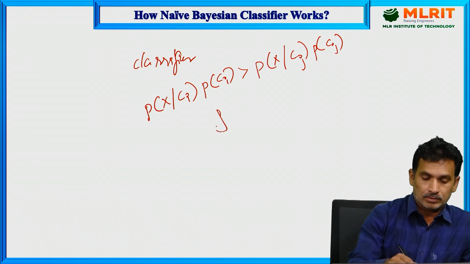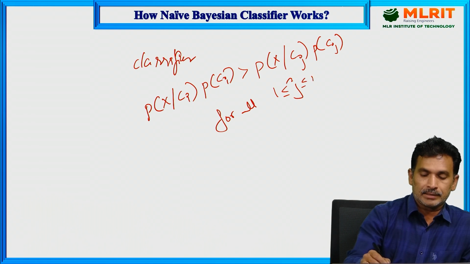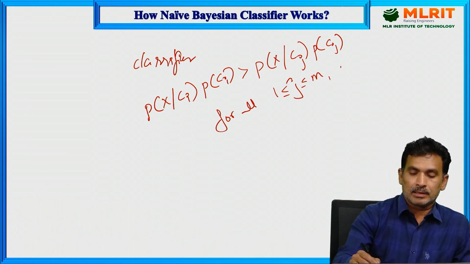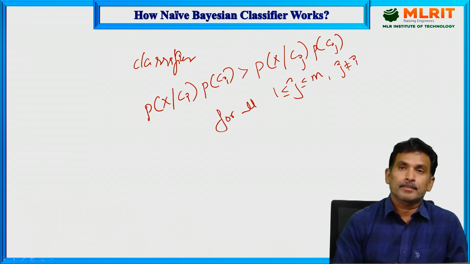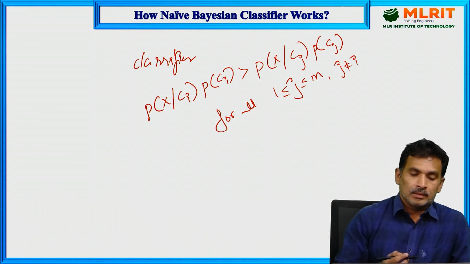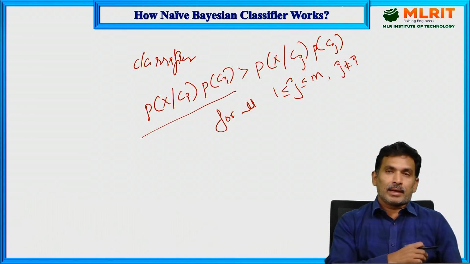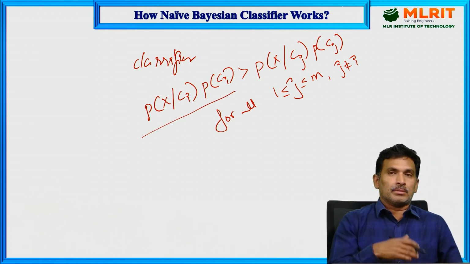for all j values in between 1 and m, where m is the number of class labels, and j should not be equal to i. Okay, and this is the maximum value. This is the way we can maximize the probability.